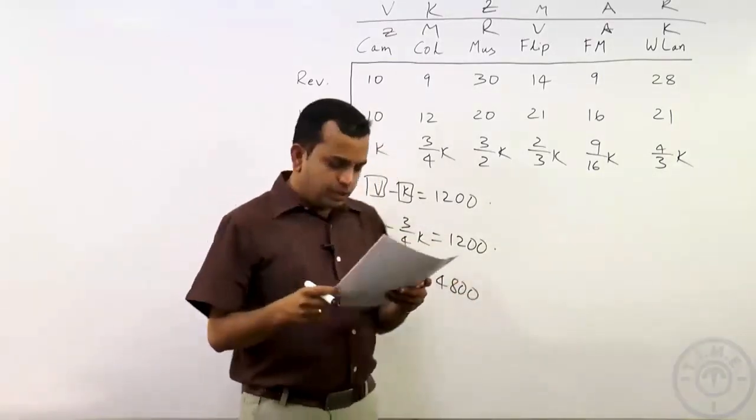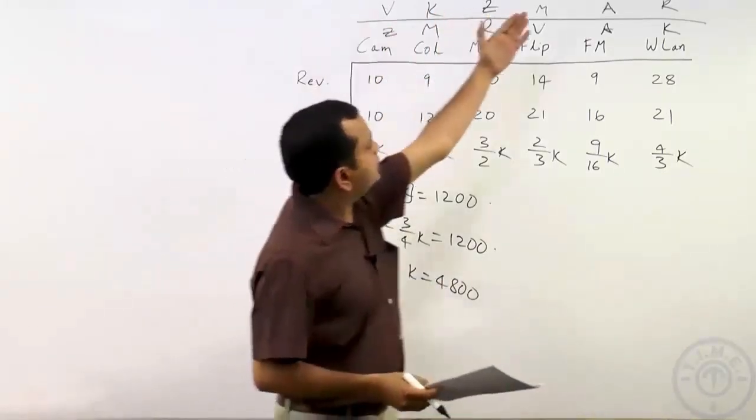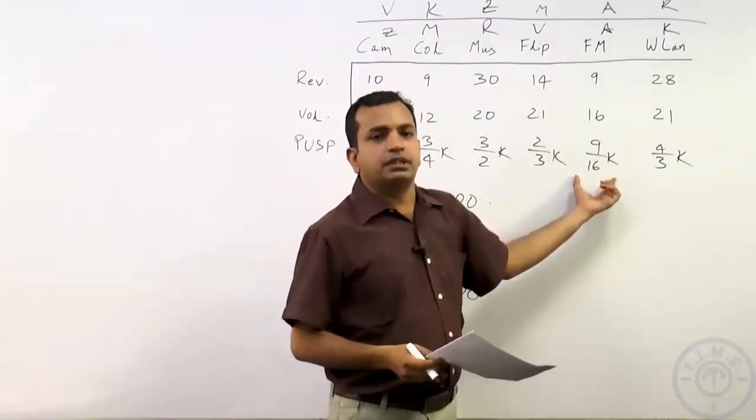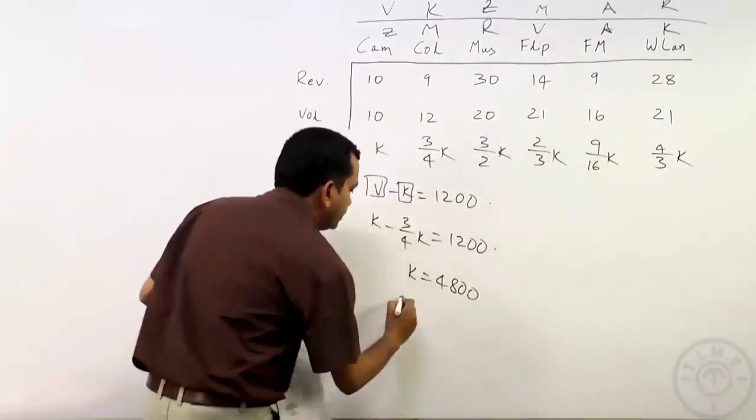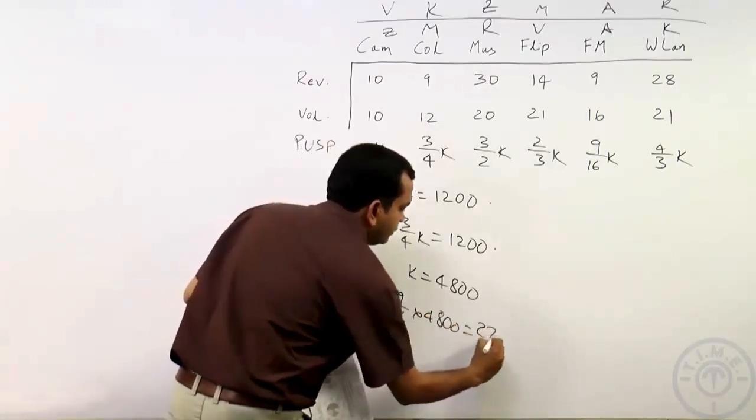Now, we need to find out the selling price of A. The selling price of A in the first case here is 9/16 k. So, that is 9/16 into 4800, which is 2700.